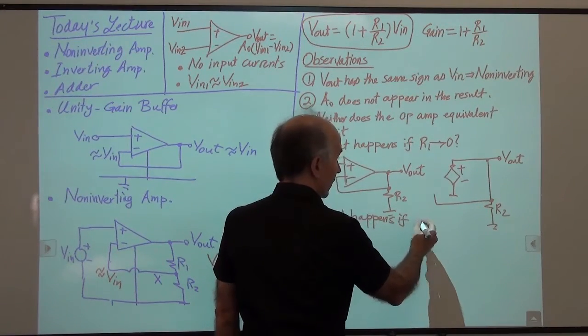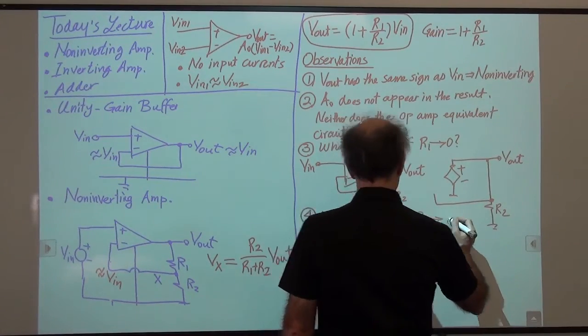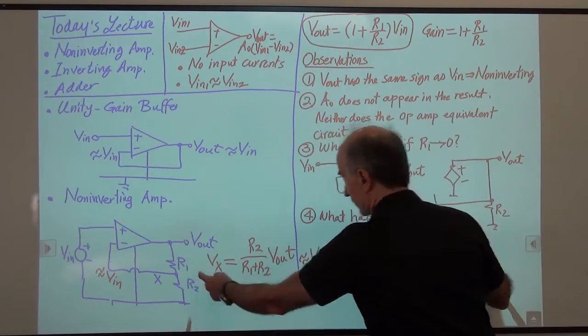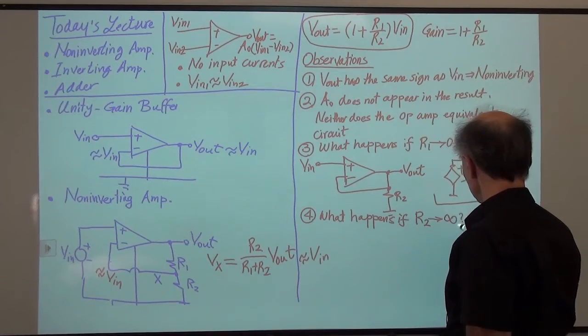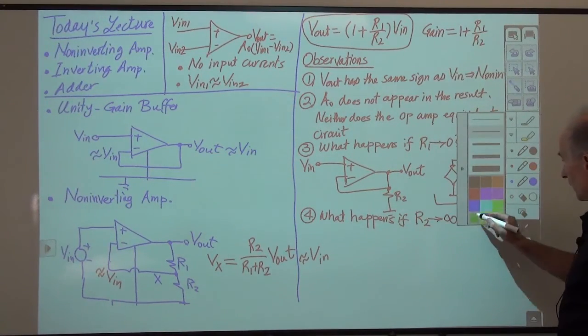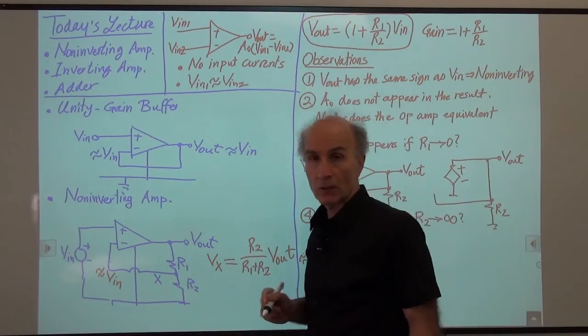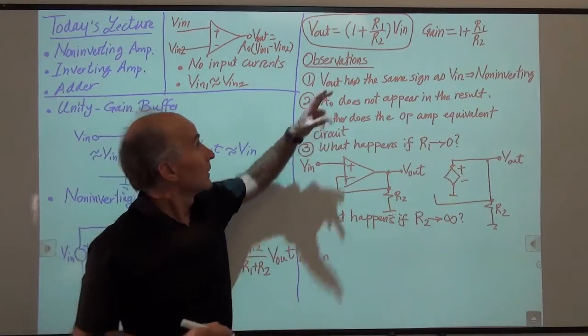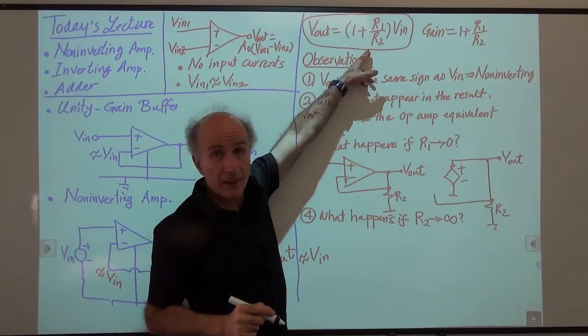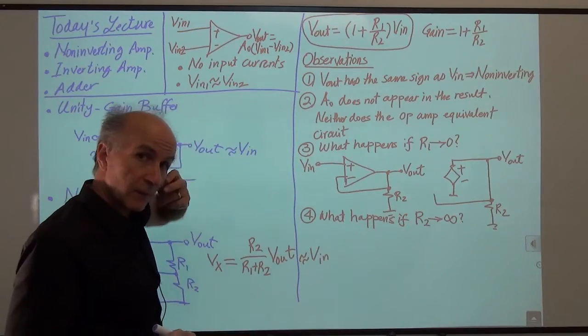All right, let's consider another case, which is also interesting, and see what happens if R2 goes to infinity. This resistor goes to infinity. So we'd like to analyze that situation and again try to explain the results intuitively. So if R2 goes to infinity, this equation tells us that V out is equal to V in. So let's draw the circuit and see what it looks like.